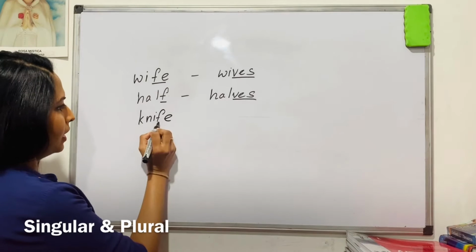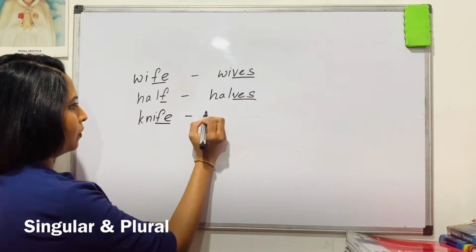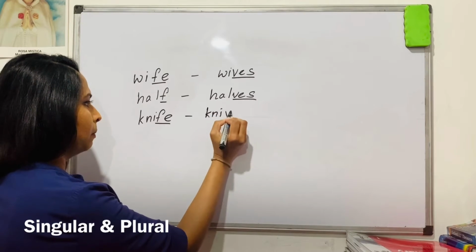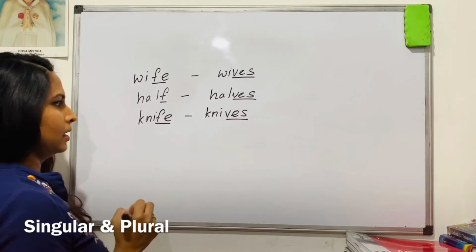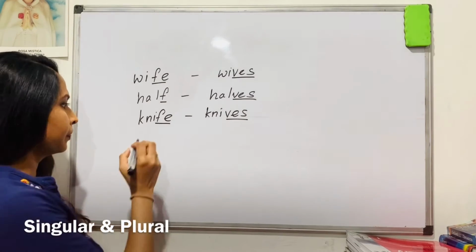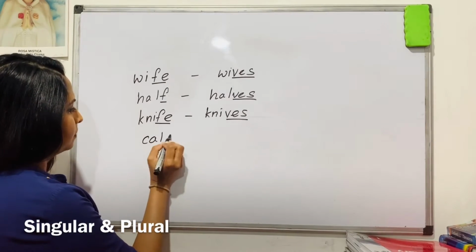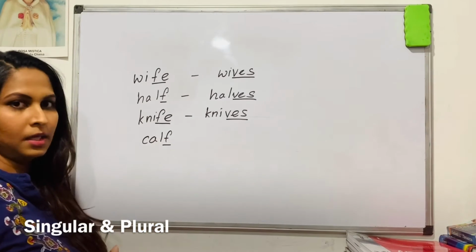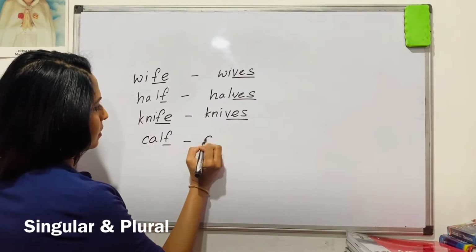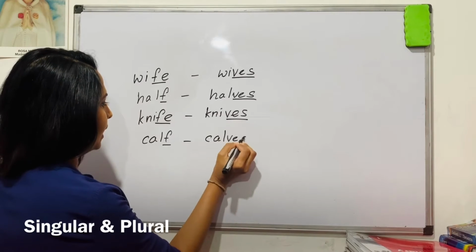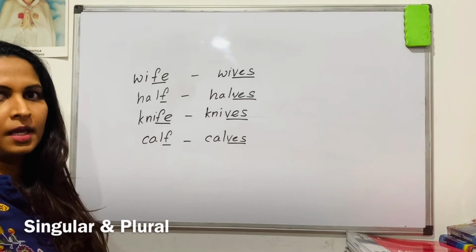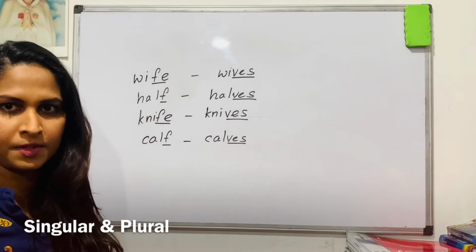This word ends in FE, so we write the plural noun by adding VES, knives. Calf. This word ends in F and we write the plural noun by adding VES and we pronounce it as calves.